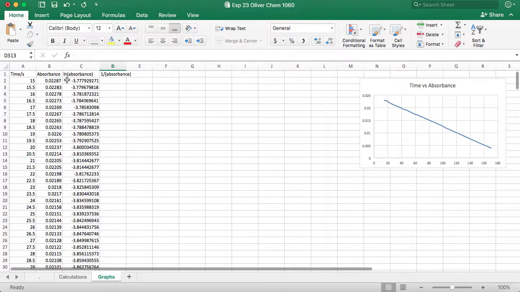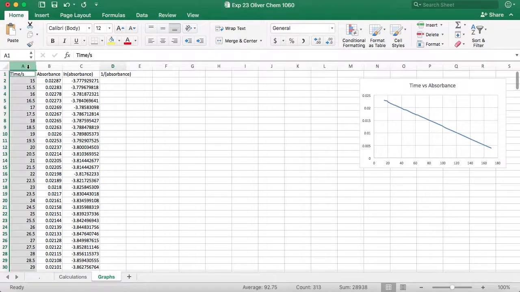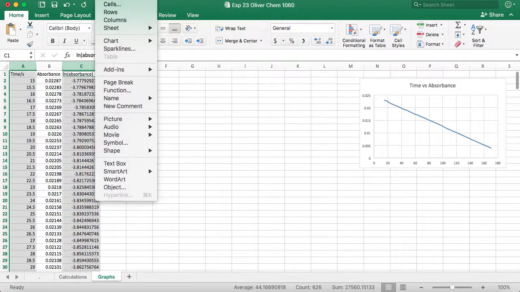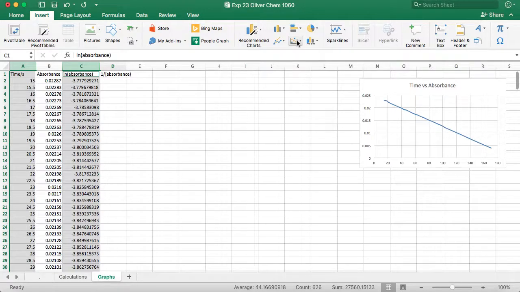And now I want to do time versus the natural log of the absorbance. So I'm holding down the command button, clicking the A, clicking the C, and then insert graph. Oops.